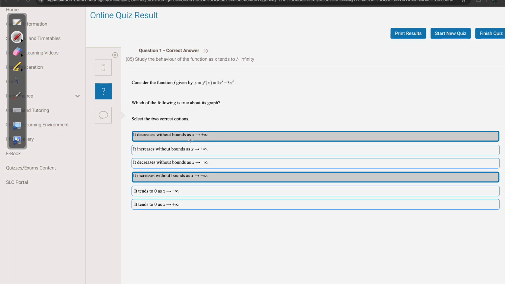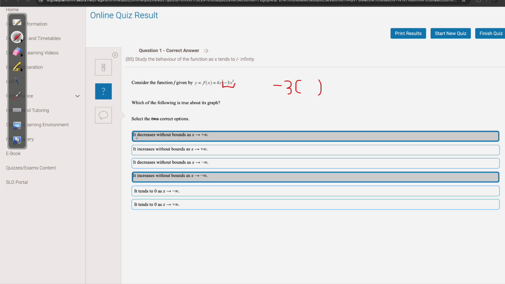Consider the following function given by y is equal to f of x is equal to 4x squared minus 3x cubed. Which of the following is true about this graph? So for this question, we need to take the term with the highest degree. So in this case, negative 3x cubed. I'm just gonna put parentheses here.